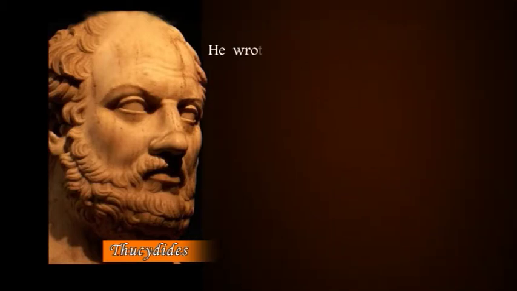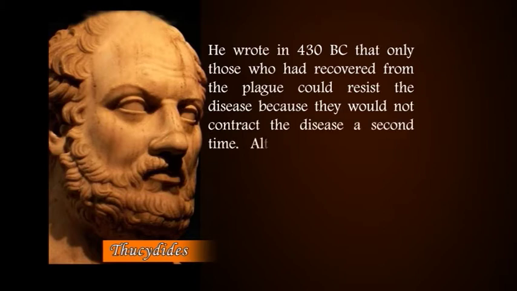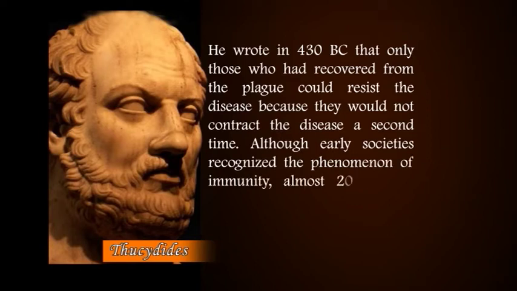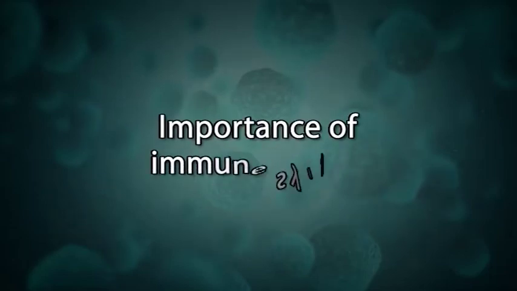Perhaps the earliest written reference to the phenomenon of immunity can be traced back to Thucydides, the great historian of the Peloponnesian War. In describing a plague in Athens, he wrote in 430 BC that only those who had recovered from the plague could resist the disease because they would not contract the disease a second time. Although early societies recognized the phenomenon of immunity, almost 2000 years passed before the concept was successfully converted into medically effective practice. Now, the importance of the immune system.